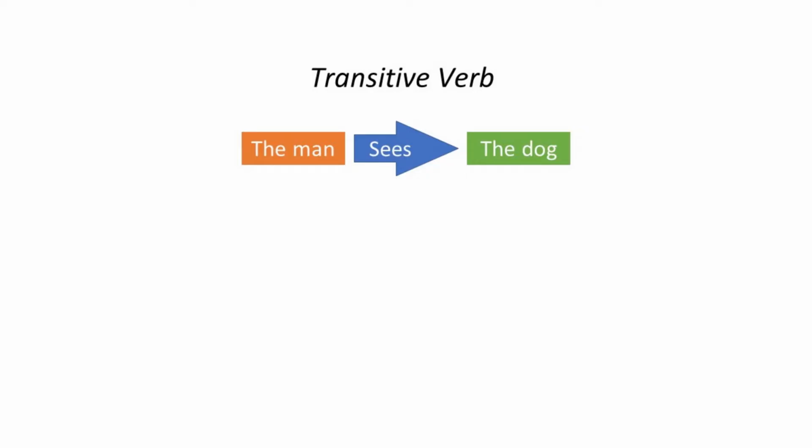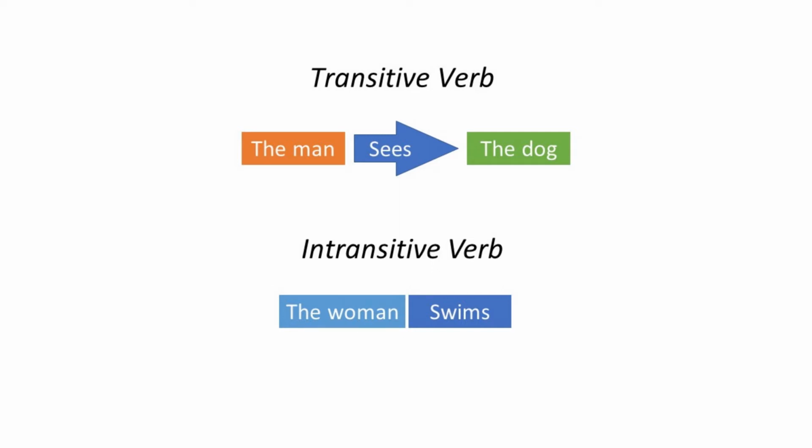Okay, first thing you need to know is that there's 2 main types of verbs, transitive and intransitive. A transitive verb is like the verb sees in the man sees the dog. It shows the transfer of an action from subject to object. An intransitive verb, on the other hand, doesn't show the transfer of an action. In a sentence like the woman swims, there's no object. The verb swims isn't really being done to something else, it's just the woman acting on her own.